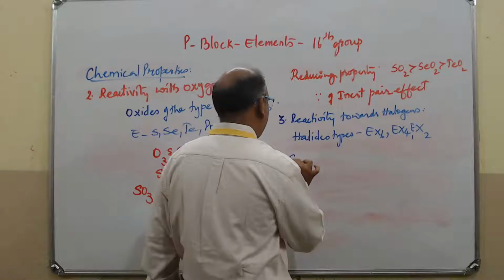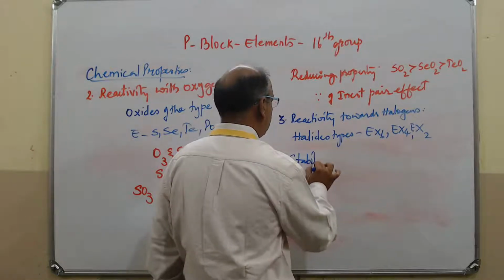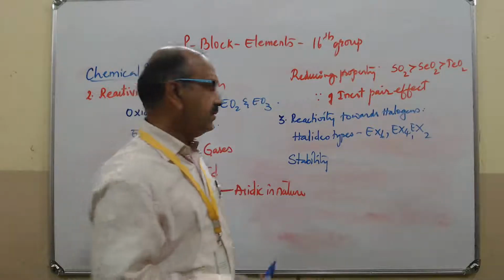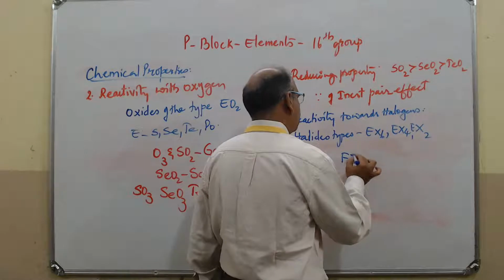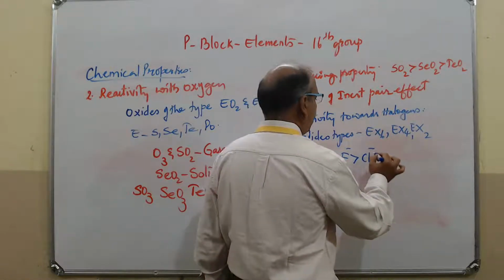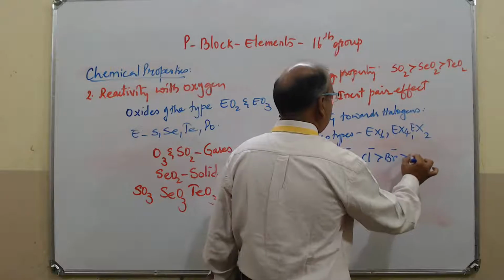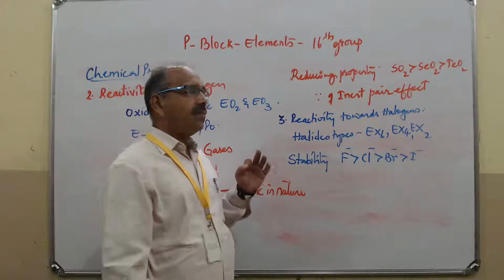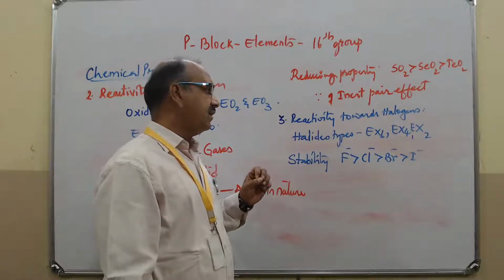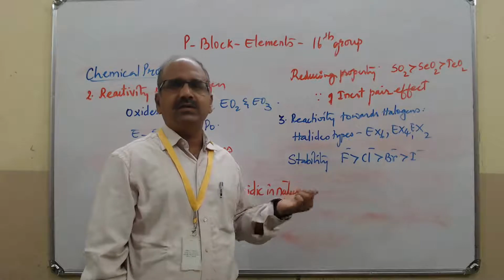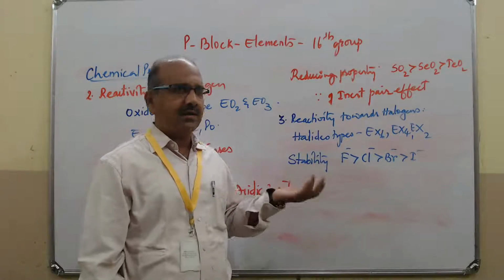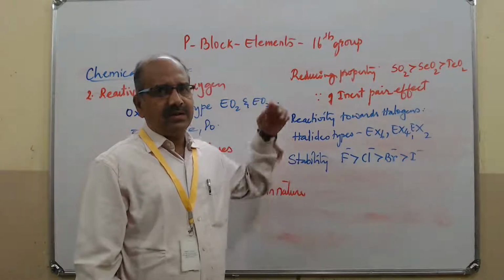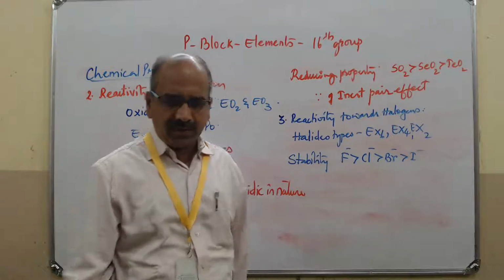In this, if you compare the stability between fluoride, chloride, bromide and iodide, fluorides are more stable than chlorides, than bromides, than iodides. Whatever fluorides the oxygen family elements form, maybe hexafluoride, tetrafluoride or difluoride, that fluoride will be more stable than the chloride, bromide and iodide.